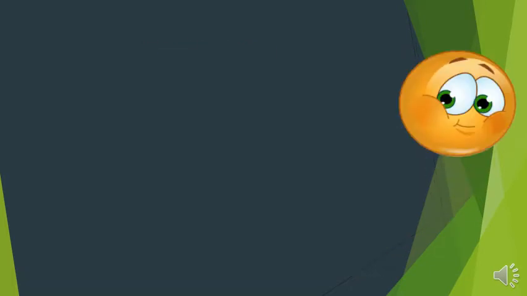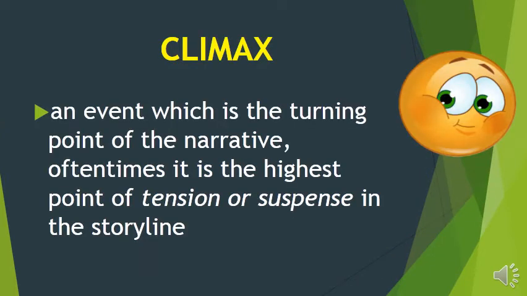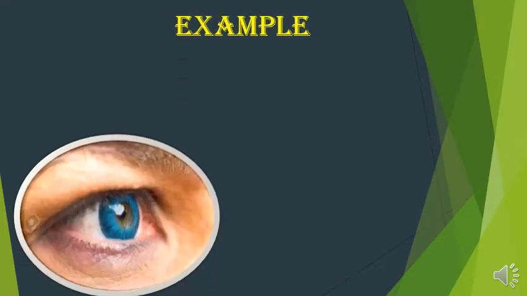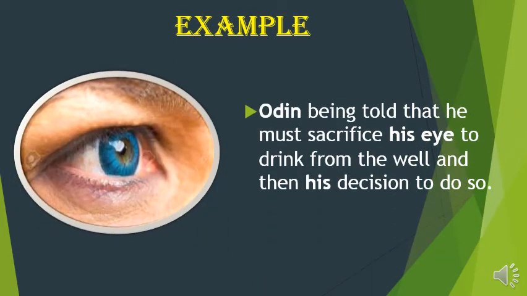How about the climax? A climax is an event which is the turning point of the narrative. Oftentimes, it is the highest point of tension or suspense in the storyline. Example: Odin being told that he must sacrifice his eye to drink from the well, and then his decision to do so.